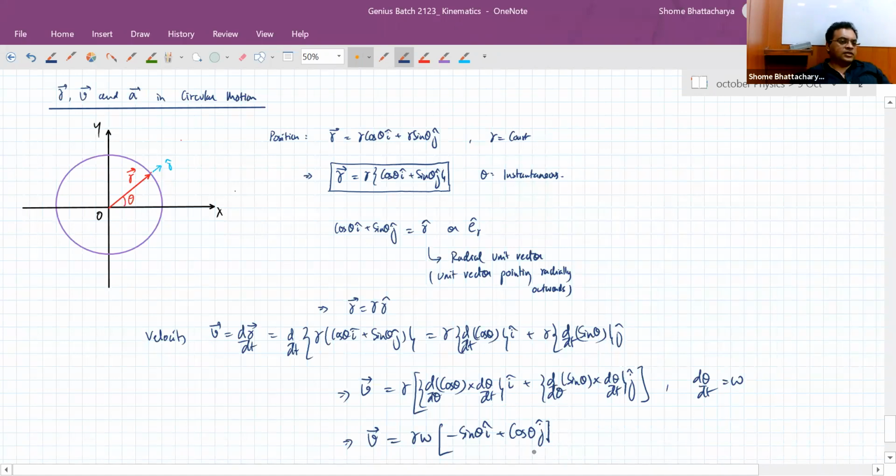And we'll see very soon that this unit vector that we got in the bracket for the velocity vector has a very special relationship with the unit vector above, which was the radial unit vector, and that relationship is that it's perpendicular. This other unit vector, minus sine theta i cap plus cos theta j cap, is always perpendicular to the unit vector r cap. So it is in fact called the tangential unit vector because it points along the tangent to the circle.